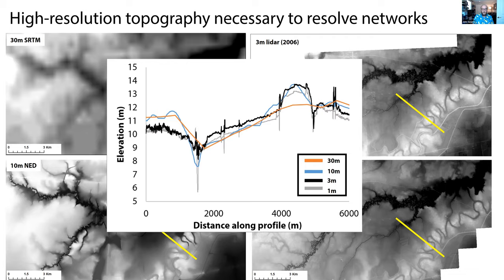And you can see that all the other data sets aside from the 1 meter are drastically under measuring and underrepresenting the amount of relief that actually exists within this floodplain. And that amount of relief has a lot of implications both for flood routing and propagation, but also things like how fast is this landscape dissecting, what are the potentials for avulsion and so forth.